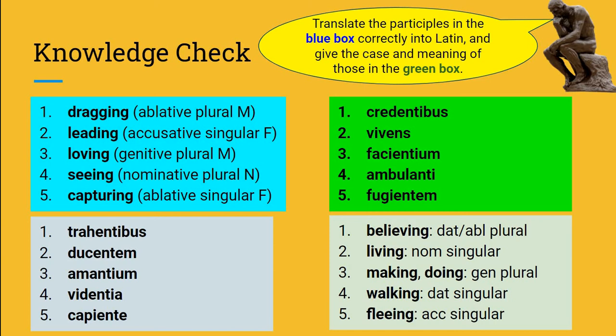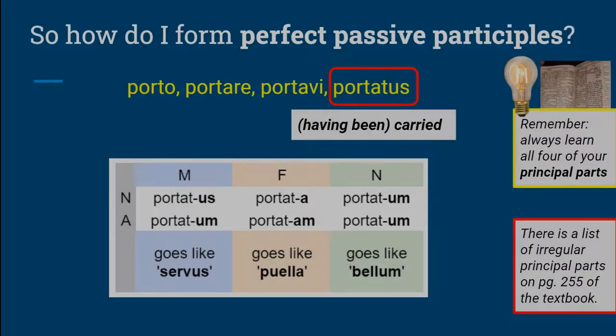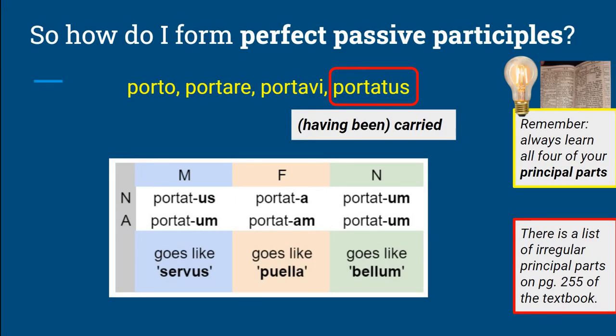Alright, let's move on to our perfect passive participles. So how do you form your perfect passive participles? Well, there's some good news here if you've been studiously learning your vocab. The tip on the side says to remember to always learn all 4 of your principal parts. And as you know, the principal parts are the 4 parts of a verb that will be given to you in a vocab list or a dictionary.